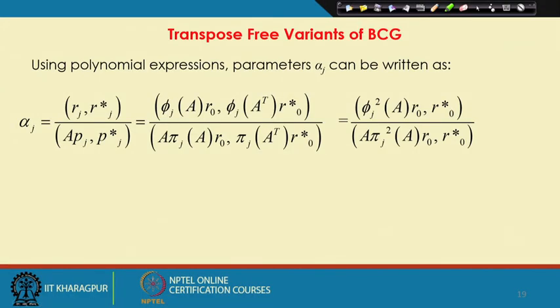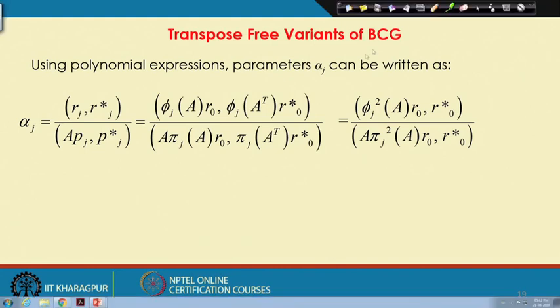Now the parameter alpha is written as alpha equals rj dot rj star over A pj dot pj star, and we try to write all of these in terms of polynomial functionals in place of rj and pj. Phi j A r0 is the polynomial form of rj, and phi j A transpose r0 star is that of rj star. Similarly, pj is pi j A r0 and pj star is pi j A transpose r0 star.